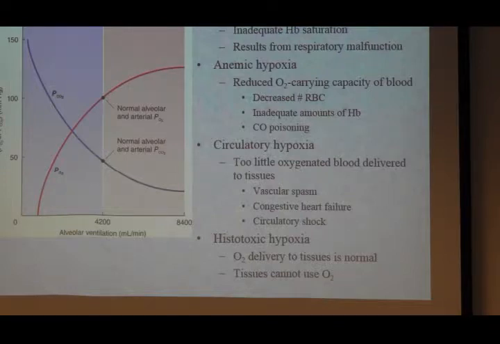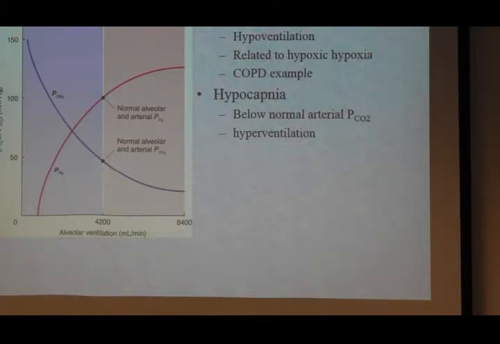Often a cause of this would be poisoning and impairment, for example, interference or inhibition of the electron transport system. Cyanide poisoning impairs the ability of the electron transport system to do its job and results in histotoxic hypoxia. You simply can't use the oxygen that's delivered to the tissues.